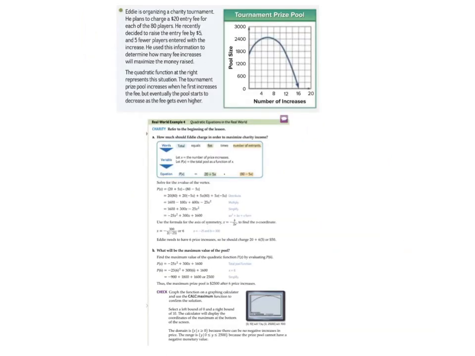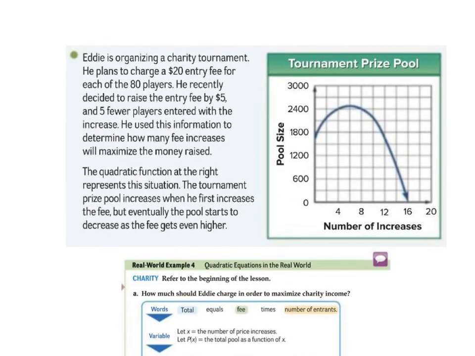So the standard does require you to apply quadratic functions to real world applications. When we did this in Algebra 1, this is one of the more challenging word problems, so make sure you look over this example so that you can handle a question just like this one.